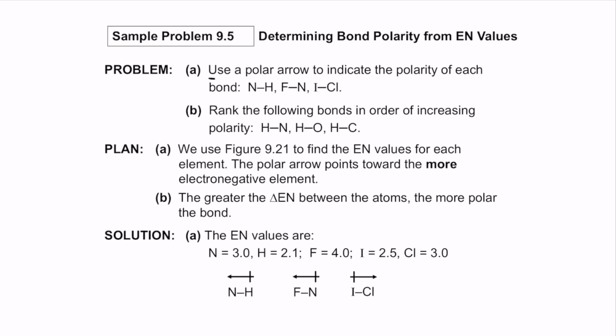Now, they're asking you to use a polar arrow to indicate the polarity of each of these bonds. You have NH, you have FN, and you have ICl.